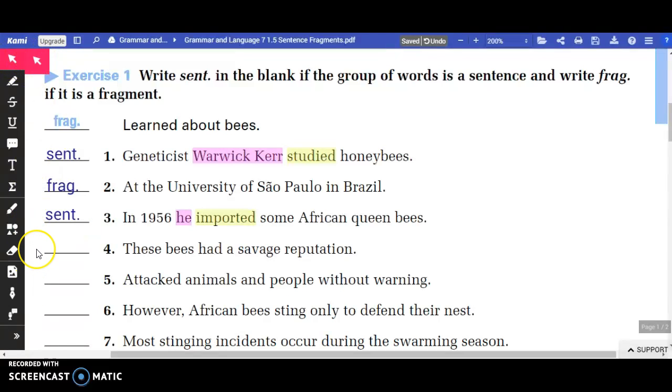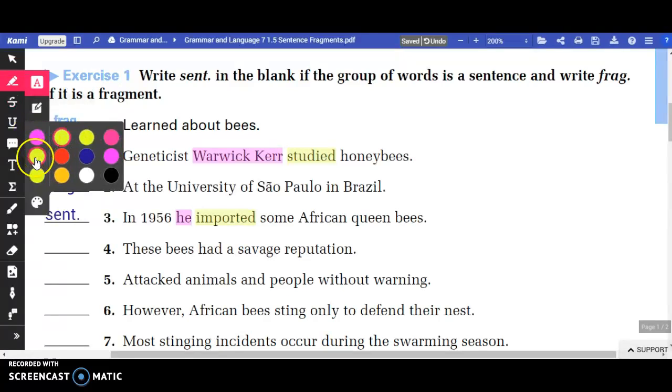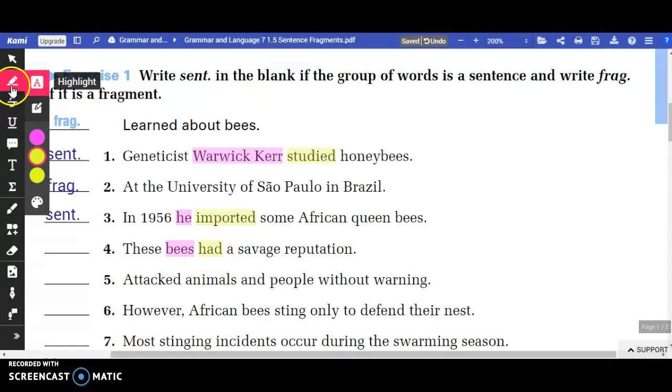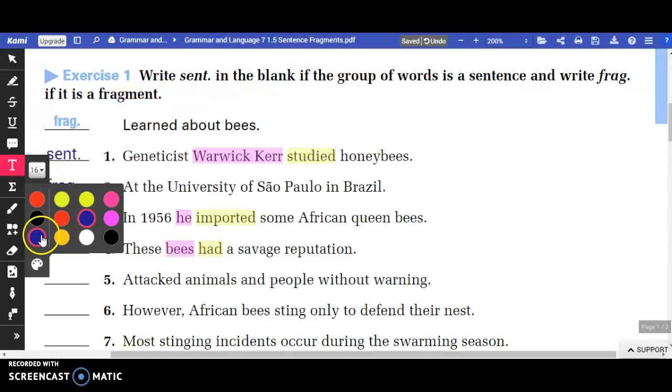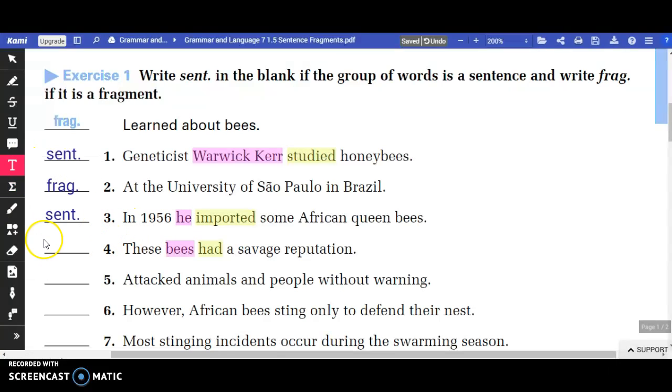Four, these bees had a savage reputation. So I can tell that the sentence is about the bees, and what those bees did was had a savage reputation. So this now becomes a sentence rather than a fragment because I have both my subject and my predicate.